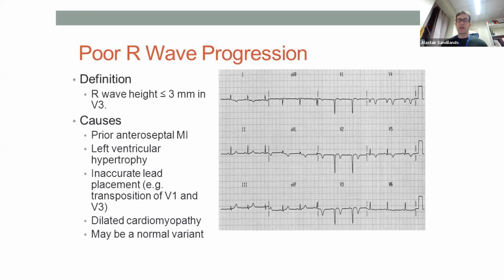So it's evidenced by the poor R wave progression and the T wave changes across the chest leads. Where else can this happen? In patients with left ventricular hypertrophy, if the leads have been inaccurately placed, patients with a dilated cardiomyopathy, but also it can be a normal variant. So we don't tend to worry about it in most patients, especially if the T waves are okay. So it can be a normal variant.